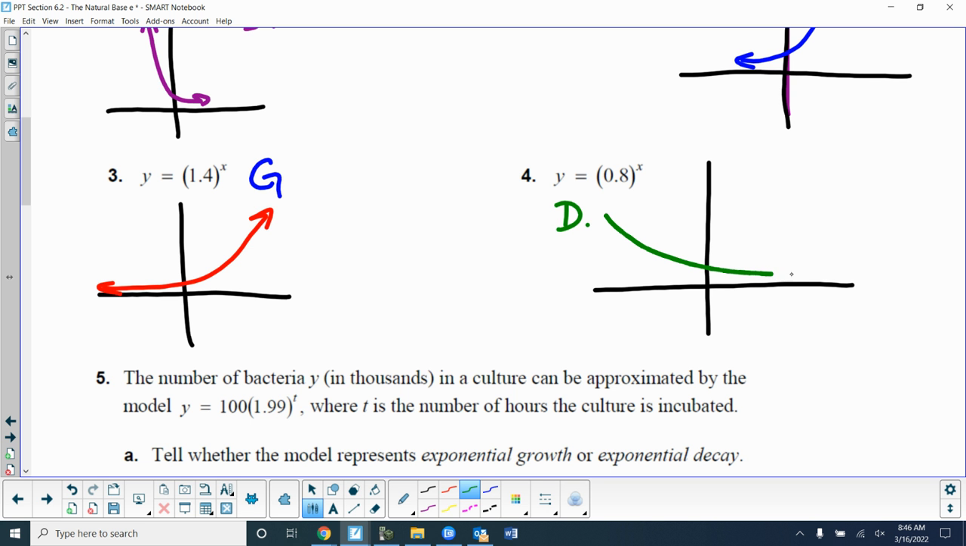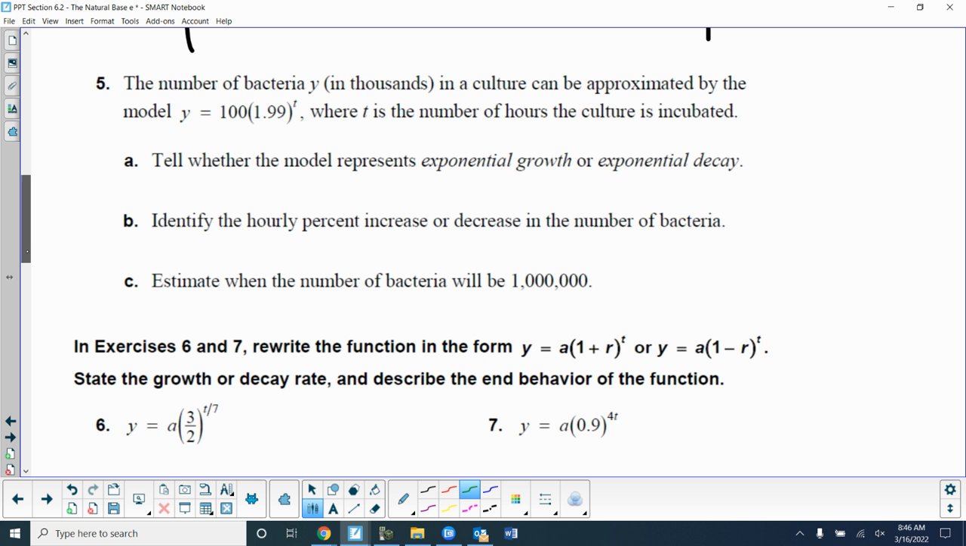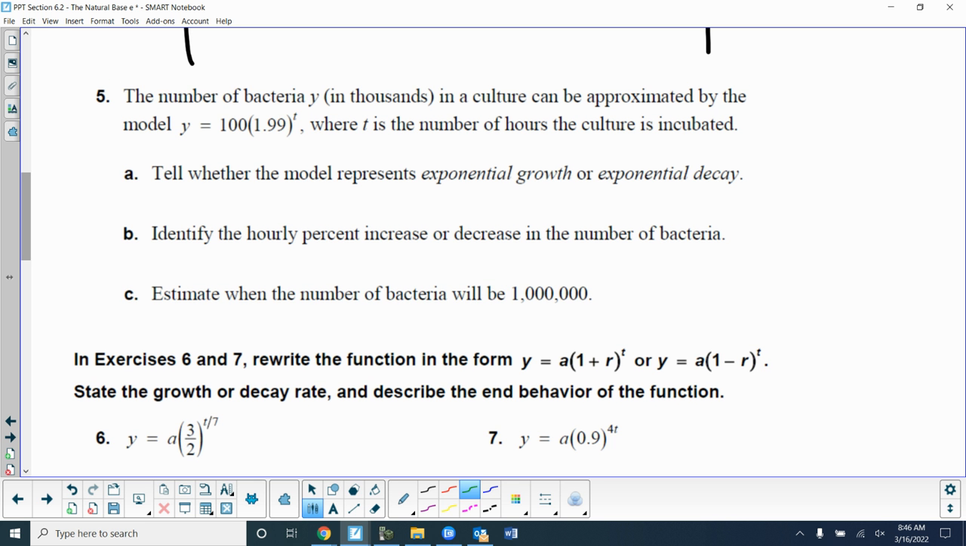And this one was kind of flat too. It kind of looked like that. Okay? So again, I just got that from putting it in my calculator. Just remember to hit your caret button when you do that. All right. So number 5. Is that a growth or decay problem? Growth, because our base, 1.99, is bigger than 1, right?